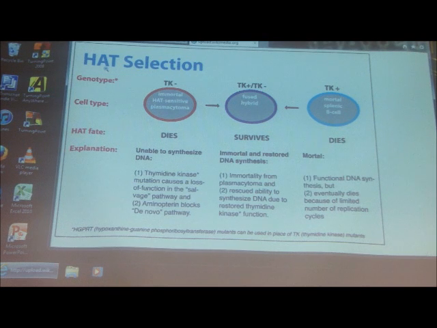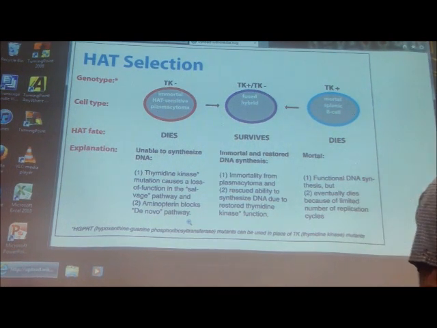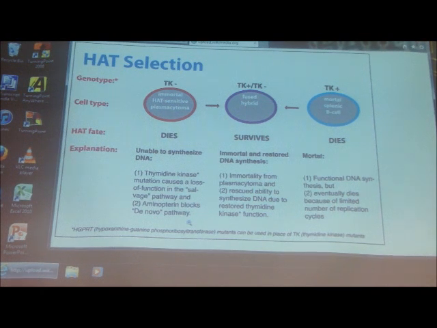So HAT medium has aminopterin. Aminopterin is going to block the de novo pathway for nucleotide synthesis. Aminopterin blocks the de novo pathway for producing nucleotides. Now, A's and G's are what? What are adenine and guanine? What do we call those? Purines. And then cytosine and thymine are pyrimidines. As you could guess, they're different structures. They have different biosynthetic pathways.